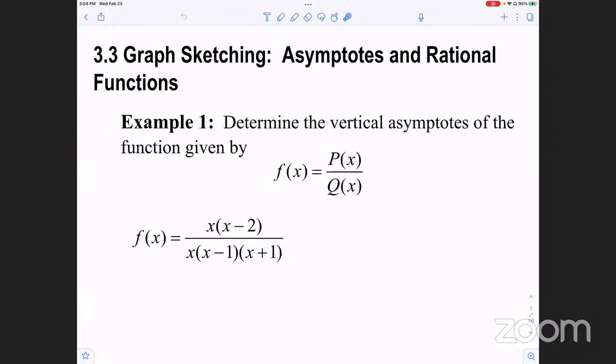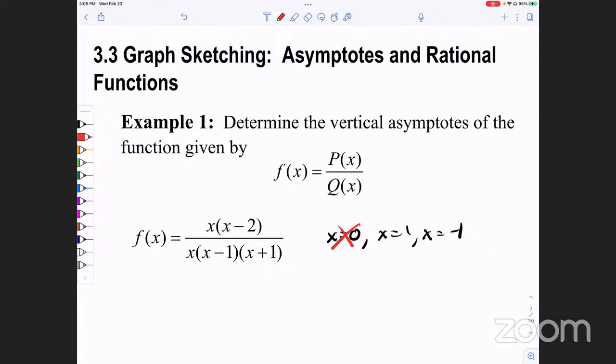Okay. So determine the vertical asymptotes of the function given by this function as you see. At first glance, the values of x that make the denominator 0 would be what? x equals 0, x equals 1, and x equals -1, right? But if we plug in x equals 0, that's going to give us 0 over 0, right? So this guy cannot be a vertical asymptote. This is going to be a hole or a gap in the graph when x is 0.